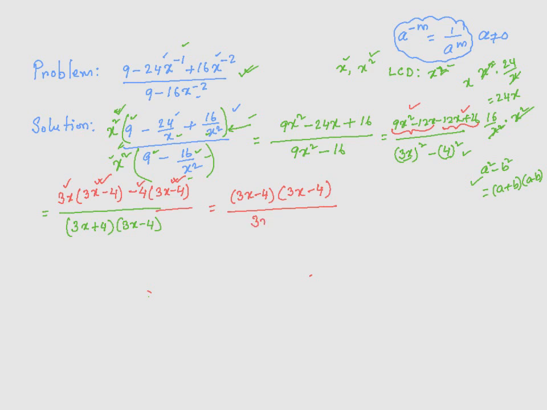So the denominator is 3x plus 4 times 3x minus 4. Now as you can see, we can do some cancellations here. 3x minus 4 and 3x minus 4 cancel out. That leaves me with 3x minus 4 in the numerator, and in the denominator is 3x plus 4. And by the way, that's your answer.